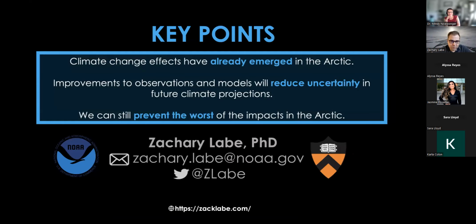So I will end here and just say that, as you've seen, climate change has already emerged in the Arctic. If we continue to work on improving our observations and climate models, and there's a lot of awesome climate science research that still needs to be done, we can really reduce uncertainties and better understand impacts in the future. But I want to stress that depending on the choices going forward, we can still prevent a lot of the worst impacts of climate change within the Arctic. And hopefully there's a little bit of time for questions. So I'll stop here. Thank you.